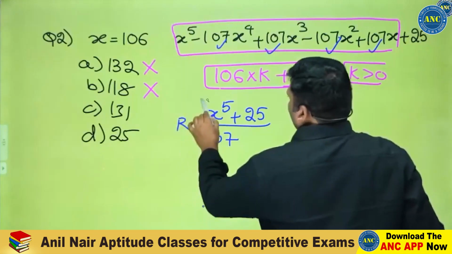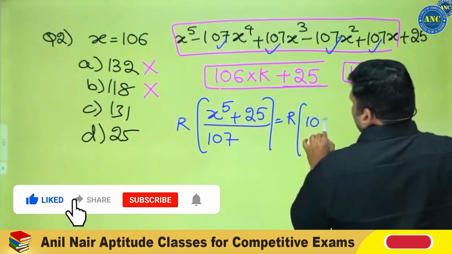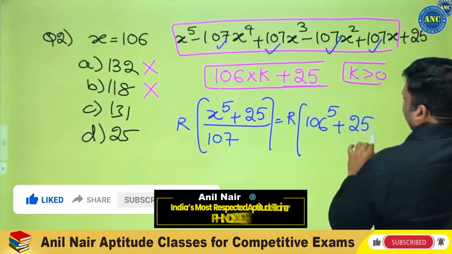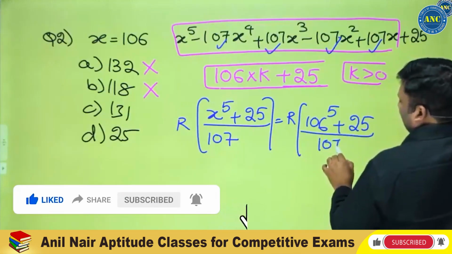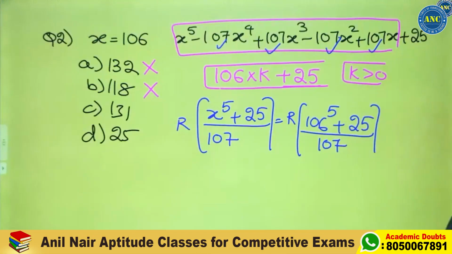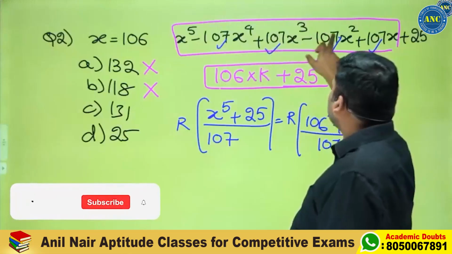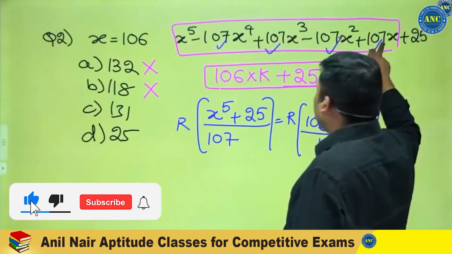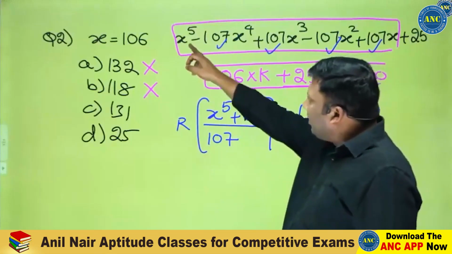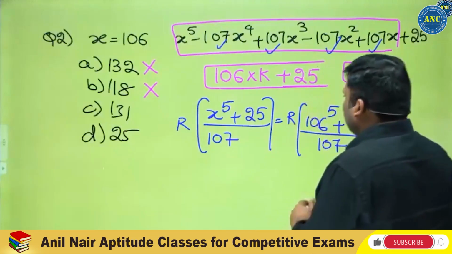So this will give you 106 power 5 plus 25 divided by 107. Are you all with me? Is it clear here? These are all divisible by 107. Remaining is x power 5 plus 25 divided by 107.